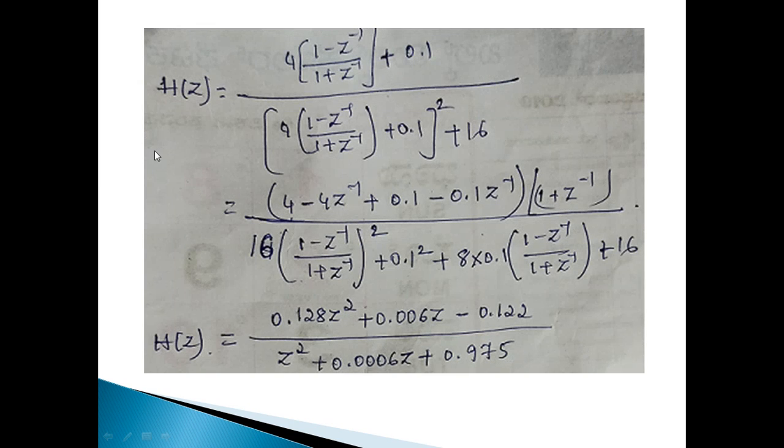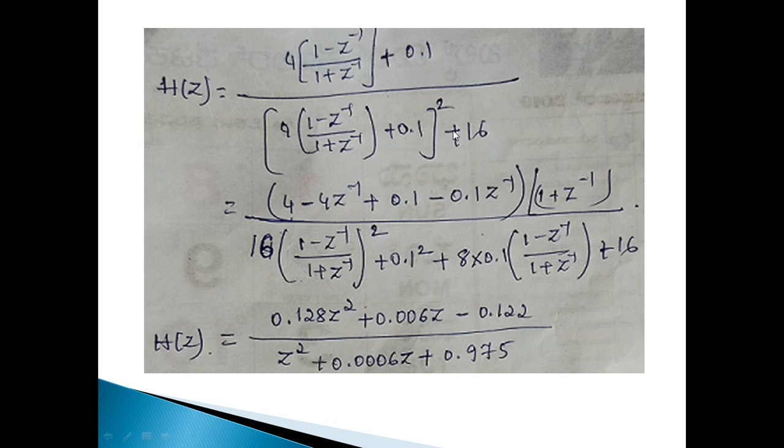Now H of z, after replacing s, is 4 into (1 minus z inverse) divided by (1 plus z inverse) plus 0.1, the whole thing divided by [4 into (1 minus z inverse) divided by (1 plus z inverse) plus 0.1] whole square plus 16. If I expand this term, it is in the form of (a plus b) whole square. We know the formula for (a plus b) whole square, that is a square plus b square plus 2ab. So a square means this term, 16 (1 minus z inverse) whole square divided by (1 plus z inverse) whole square.